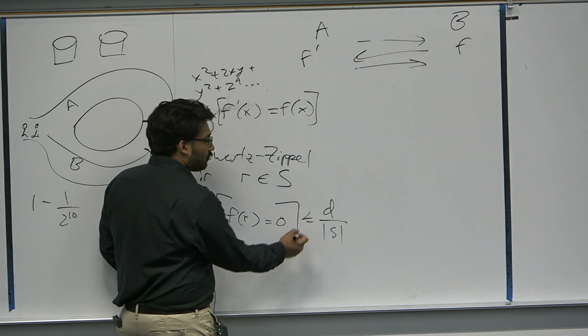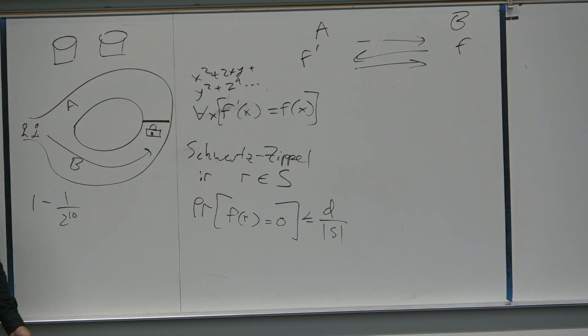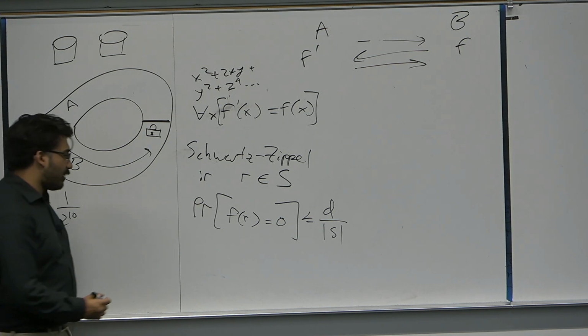Essentially, this is very small, right? You have a polynomial, you know its points. The probability you randomly guess a point and it happens to be a root is very, very small. That's what the Schwartz-Zippel lemma says. That kind of makes sense intuitively if you think about it: there's a lot of points and very few roots.